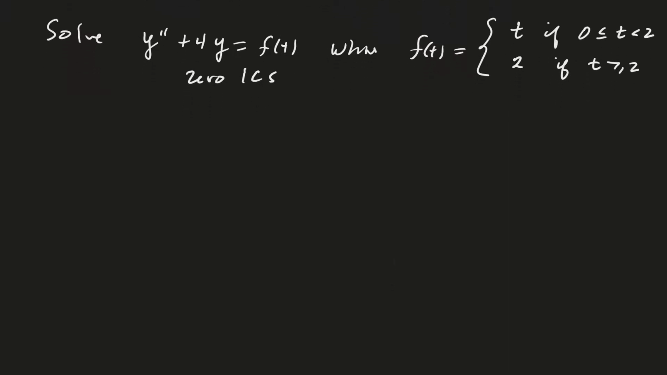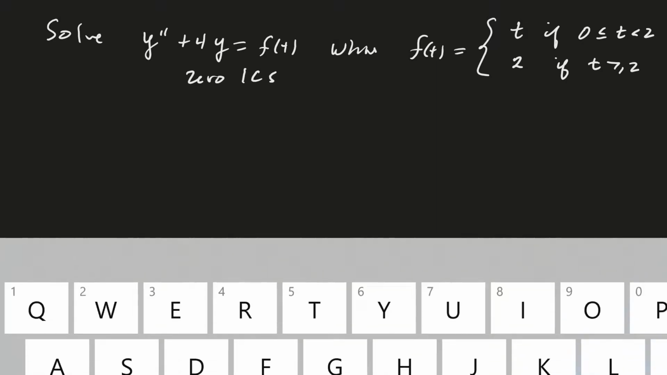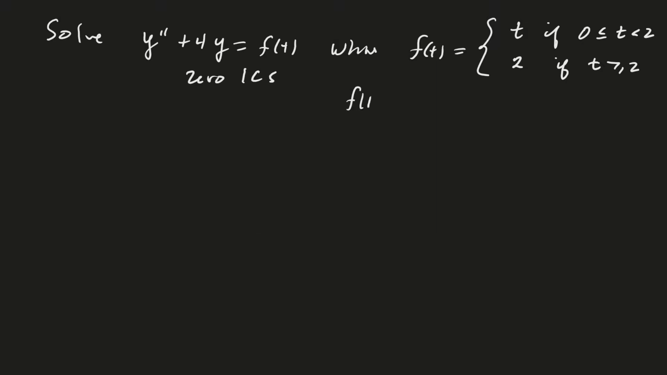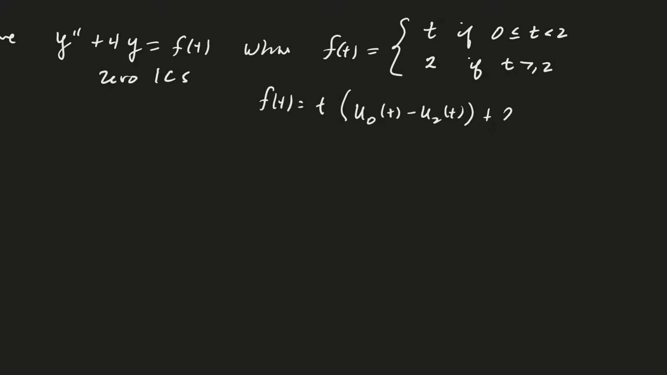Okay. So first off, let's figure out what f of t is in terms of our Heaviside functions. So, in terms of our Heaviside, f of t is equal to the function t, and that's going to be u sub 0 of t minus u sub 2 of t, that's our on-off switch, plus 2 times, and now we just have an on switch. And at this point I just wanted to make a note about this u sub 0 of t.